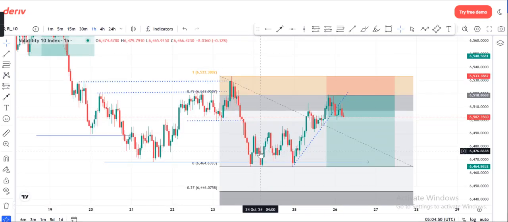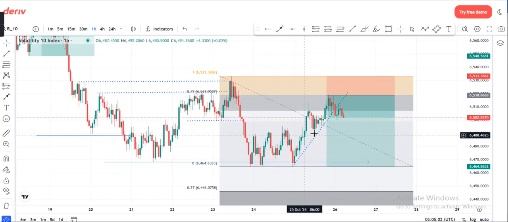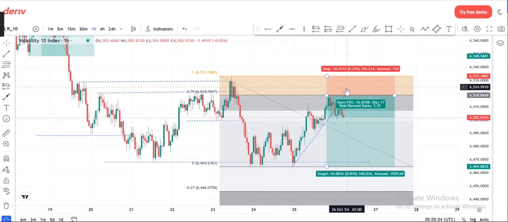So this is actually the trade for Volatility 10, and I wish you all luck in this particular trade. Risk wisely, risk wisely. That's one advice I can give you. Risk wisely on this particular trade. Calculate your risks and then take the trade. I wish you all profit.